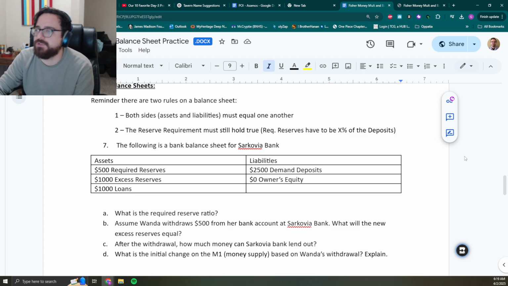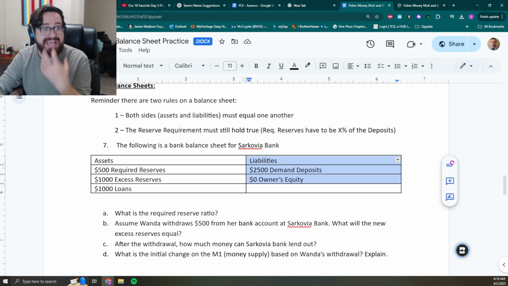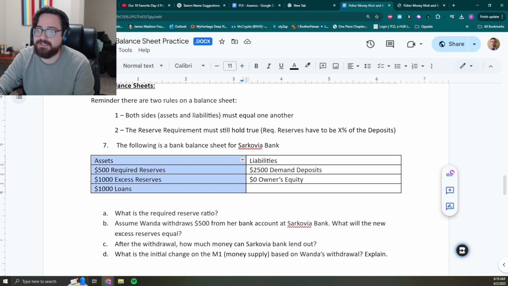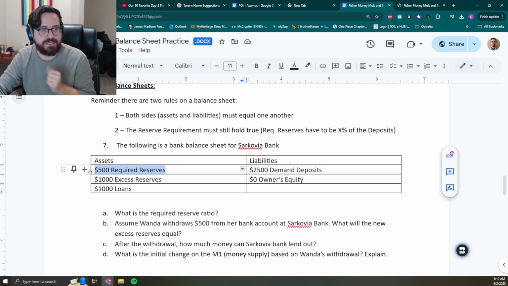All right, so the 2 rules are both sides, assets and liabilities, must equal one another. This is an accounting rule. Basically, in case you don't understand it, the liabilities is the money the bank has, money that's been given to the bank, like your deposit. The assets are things the bank is making money with that money. Like what they're choosing to do with this. On the left, they have $25,000. They are using it this way. They have loaned out 1,000 of it. They currently have 1,000 of it in their excess reserves. They have 500 of it in our required reserves. That's the information that I know based off this table.